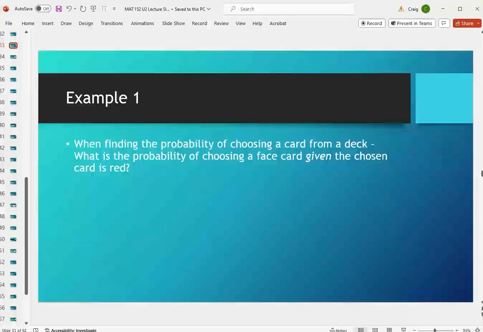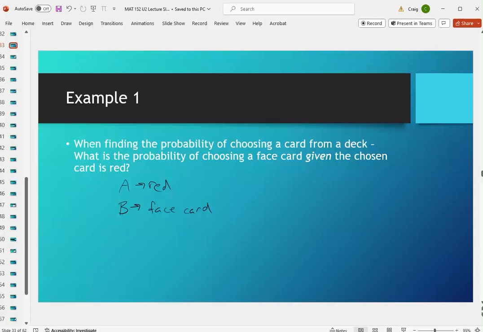So if we want to look at the probability of choosing a face card given the chosen card is red, then what that means, let's say that A is the fact that it's red, and let's say that B is that it's a face card. Now, if we look back just a second ago, there are 6 red face cards out of 26 red cards. So we kind of have an idea of where this should go, but let's look at this a slightly different way.